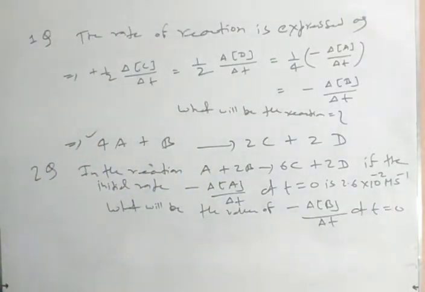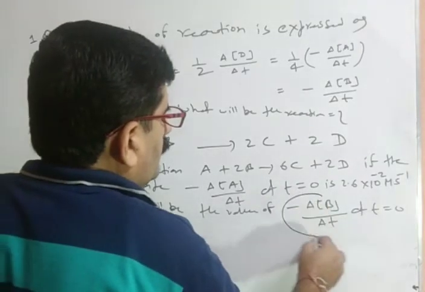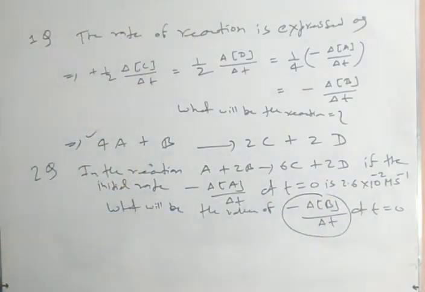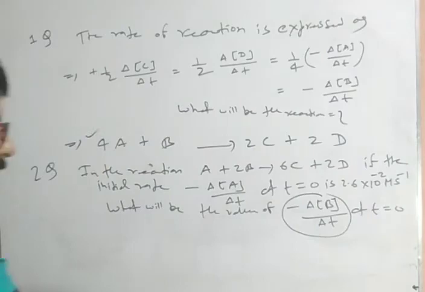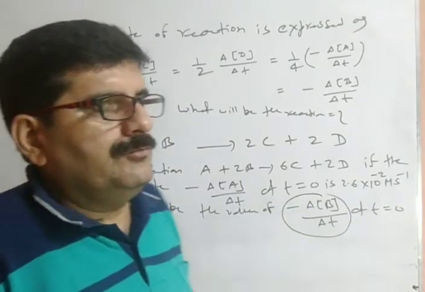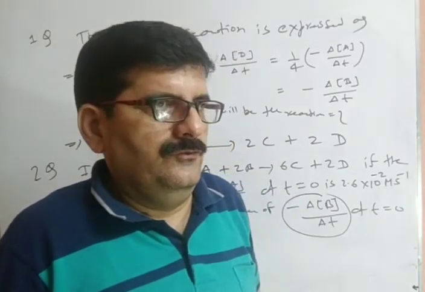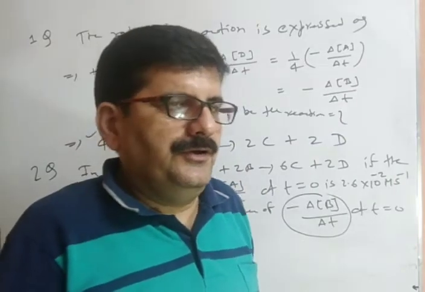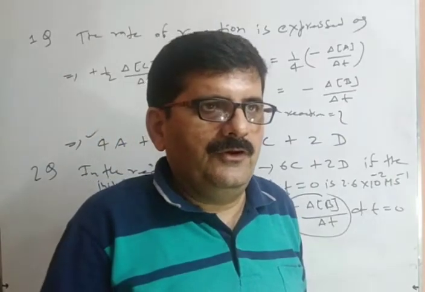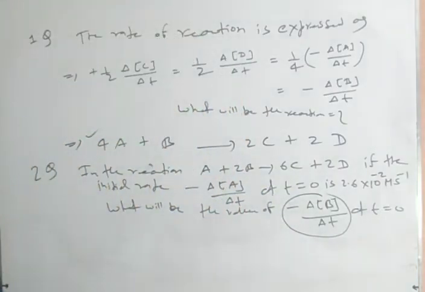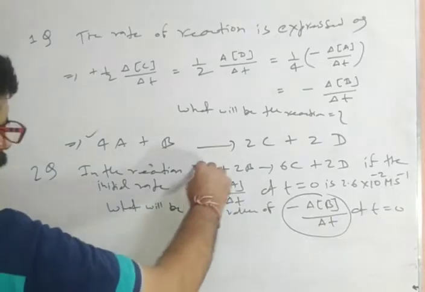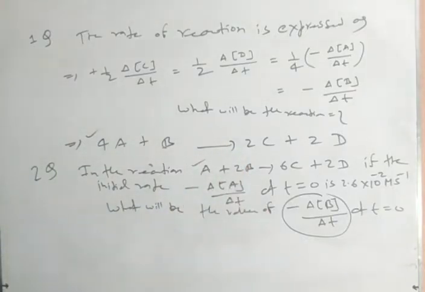So in this question, we have to find out the rate of reaction for what? B. Minus sign indicates disappearance and plus sign indicates appearance. Delta by delta T is said to be what? Average rate. So always remember, rate can be expressed either in terms of average rate or instantaneous rate. So for this reaction, we can write what?